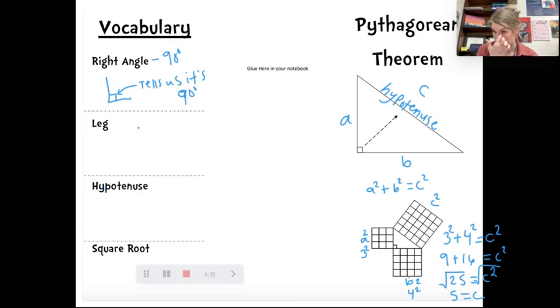Okay. The leg of a triangle is always the shorter side. There are always 2 legs of a triangle, so it's always the shorter of the 3 sides. We label them as A and B, and as you can see here, they are interchangeable. The hypotenuse is always C, and it is the longest side.